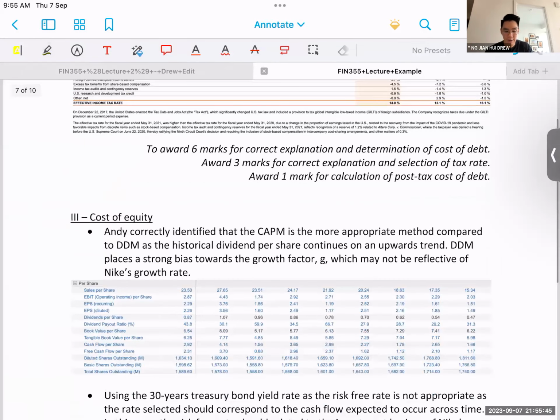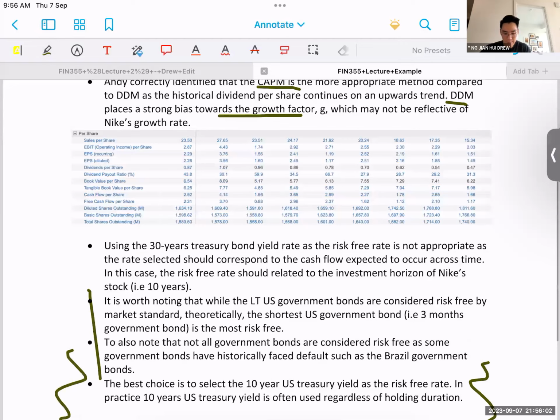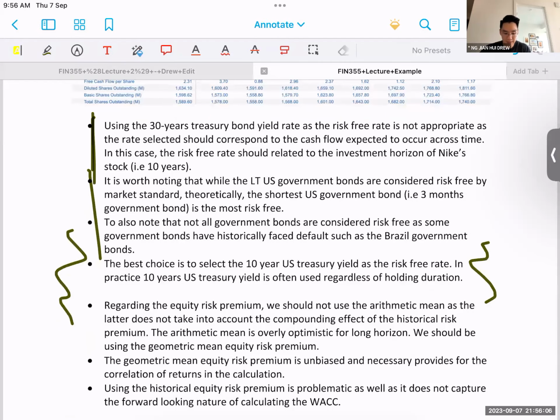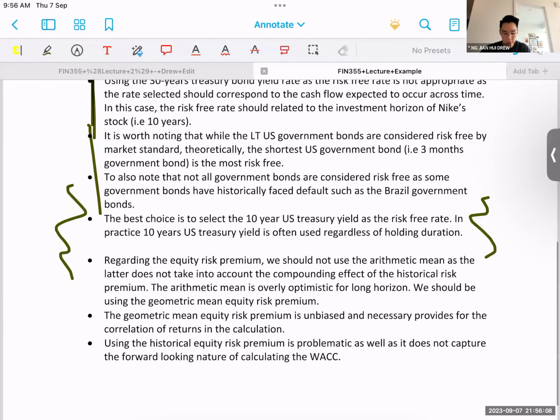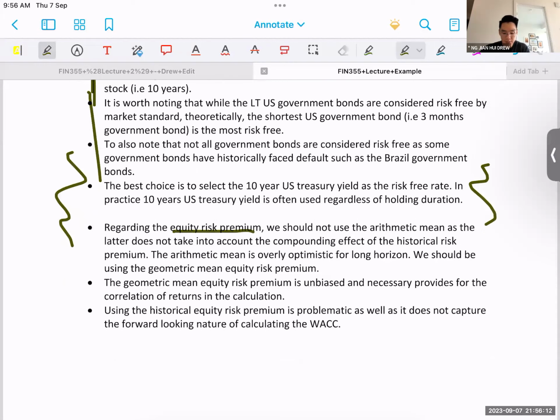Well, cost of equity. Okay, so someone said CAPM is pretty good because there's no dividend. Fine, that's good. DDM has a strong bias to a growth factor. Okay. Most people picked up about the different year. Fine, it's good. Regarding equity risk premium, do not use arithmetic, use geometric.